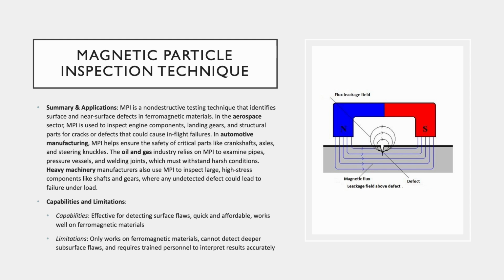Detecting flaws before components are assembled or shipped helps prevent costly recalls, potential failures, and also safety hazards. Some of the capabilities are that it's effective for detecting surface flaws, it's quick and affordable, and it works on most ferromagnetic materials. The limitations are that it only works on those ferromagnetic materials, it can't detect deeper subsurface flaws, and it requires trained personnel to interpret results accurately.